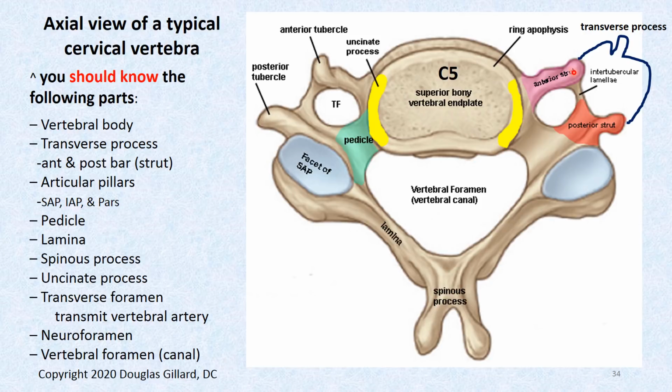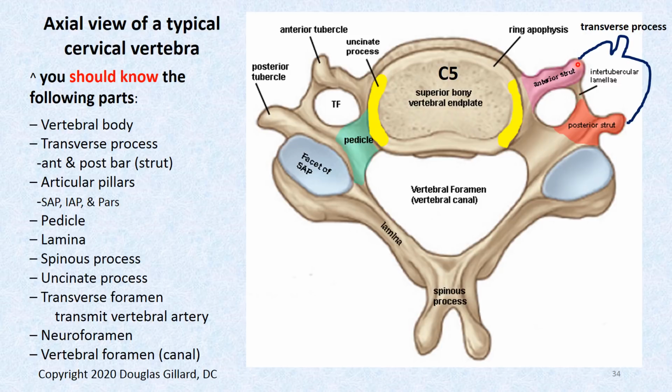The transverse processes are weird. Normally there's just one strut for a transverse process, or some authors call these bars. I think Standring calls them bars, so you probably won't see strut on board, but I like strut. So there's an anterior and a posterior strut, or anterior and posterior bar. So your transverse processes are a double strutted creature. And then there's this intertubercular lamellae, which kind of fuses them together.